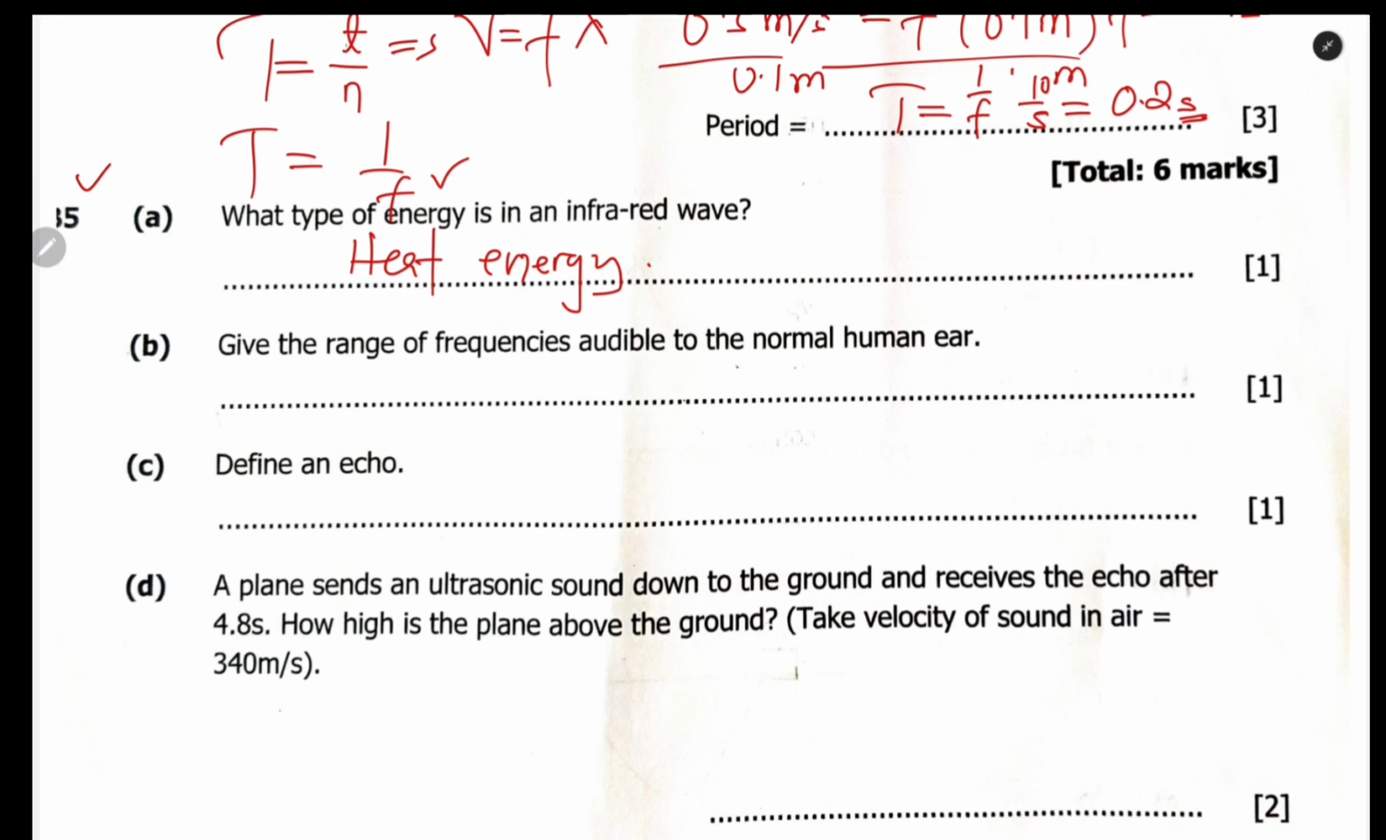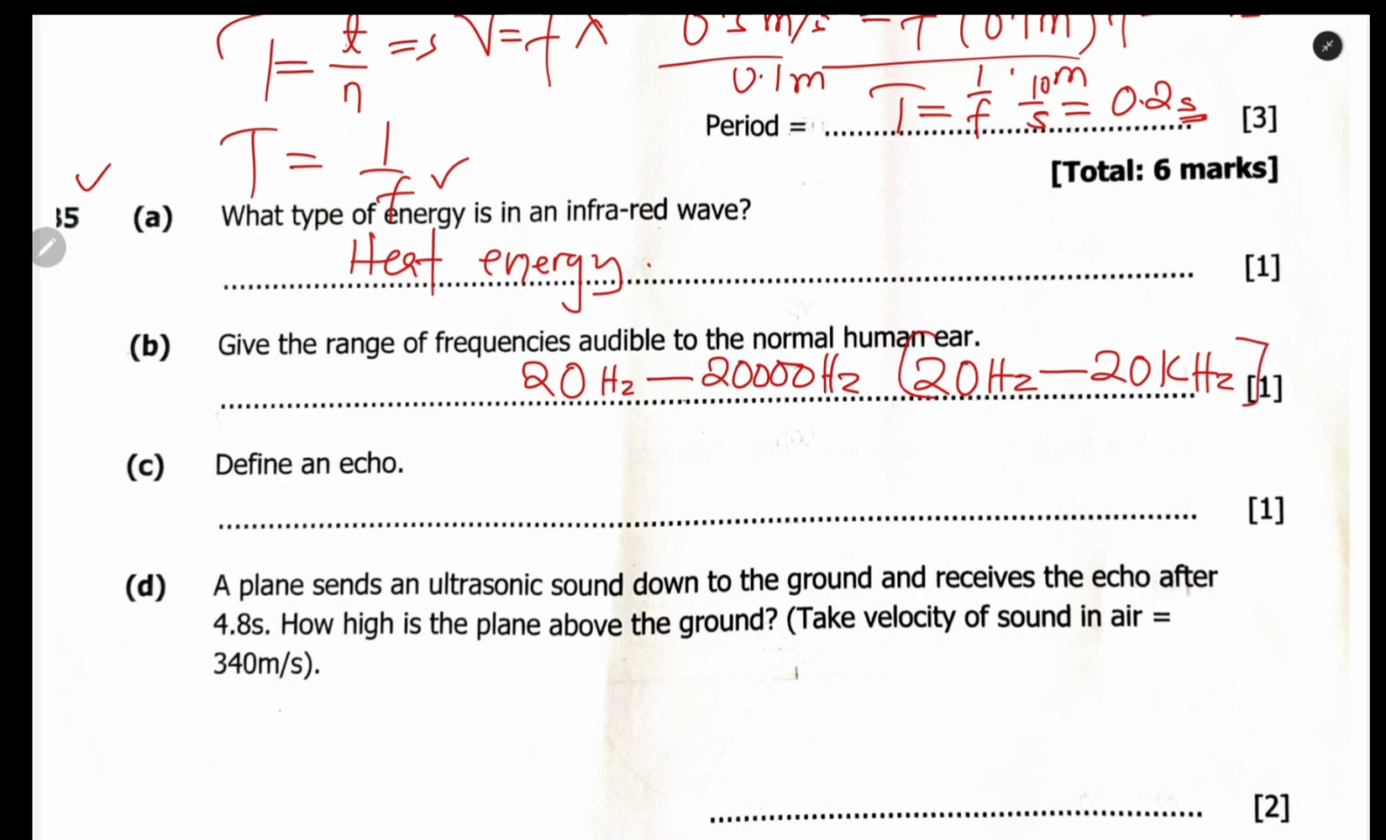Give the range of frequencies audible to the normal human ear. So normal human hearing, the frequency range is from 20 hertz to 20,000 hertz, or from 20 hertz to 20 kilohertz. Okay, so that is the audible human hearing.